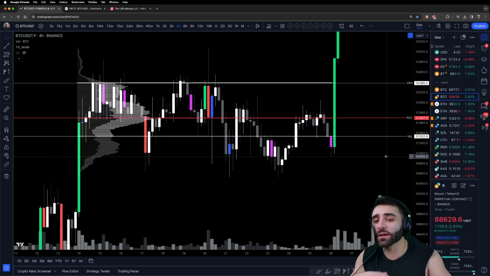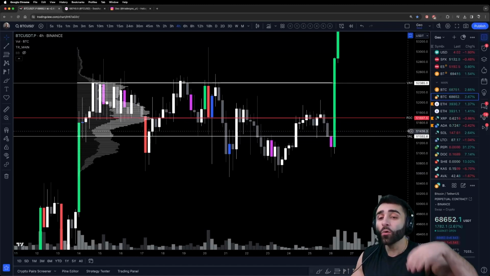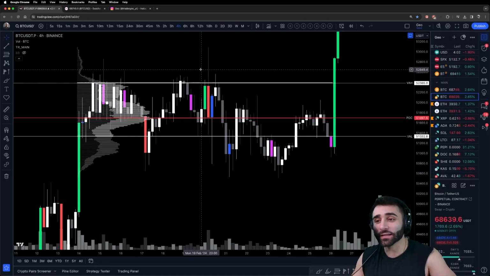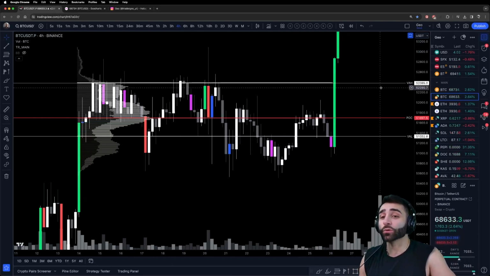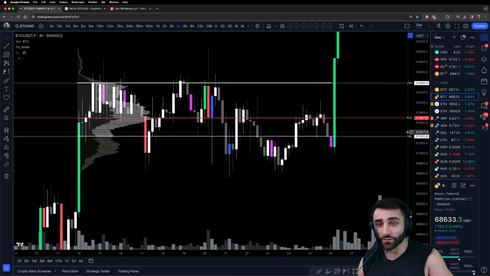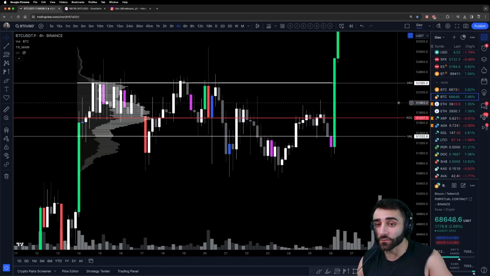There are a couple of things you need to understand when it comes to these ranges. Number one, your point of control is considered the fairest value. When we are trading ranges, we are essentially trying to trade back towards the other side of the range, or back towards what is considered fair value. The reason we analyze the value area high and the value area low is because we know we are either undervalued or overvalued relative to our fairest value point, which in this case is $51.7 thousand.